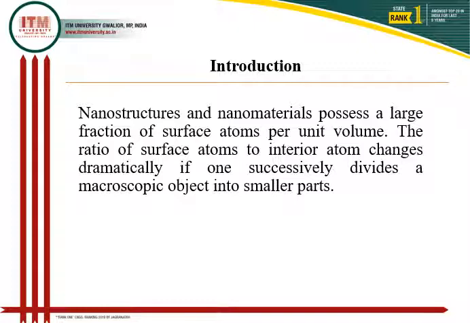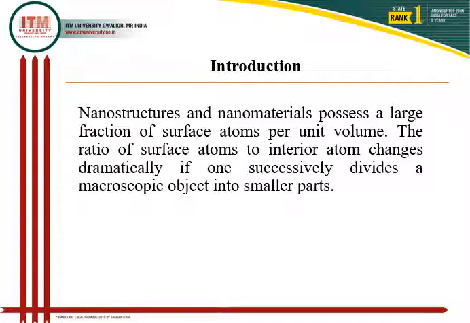If we move from big molecules or big materials to small materials, this is the reason the nanostructures and nanomaterials possess a large fraction of surface atoms per unit volume. By reducing the size, now almost all the atoms move to the surface.